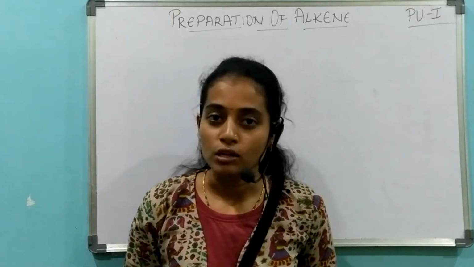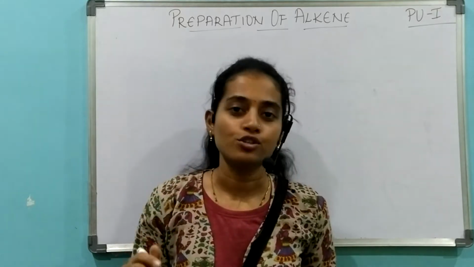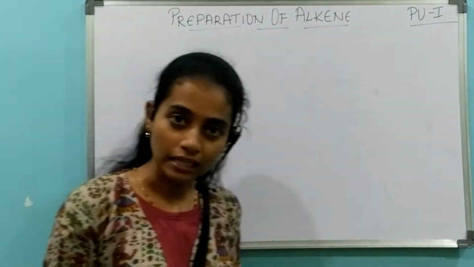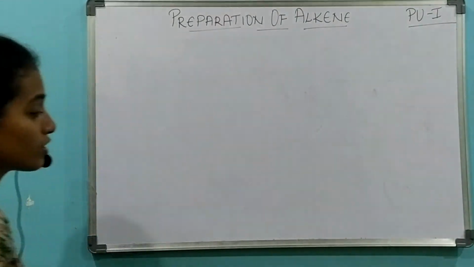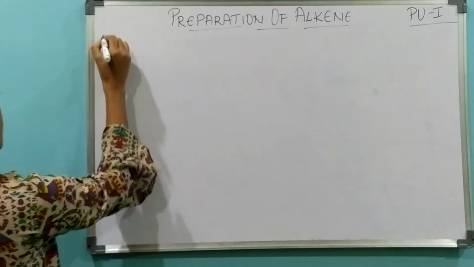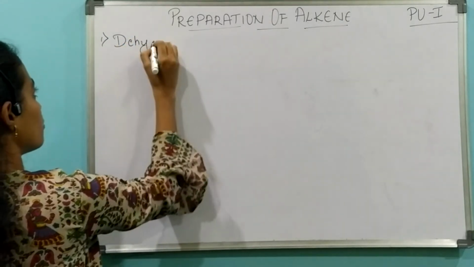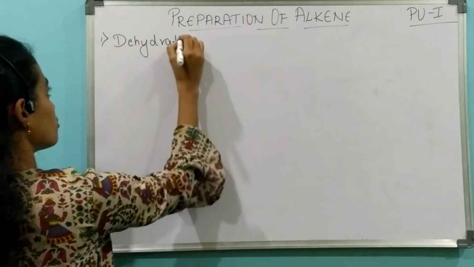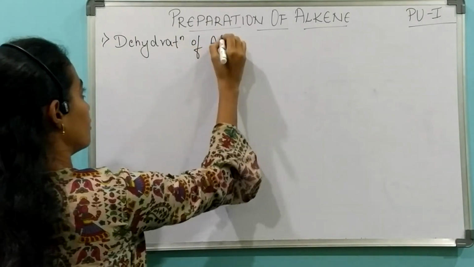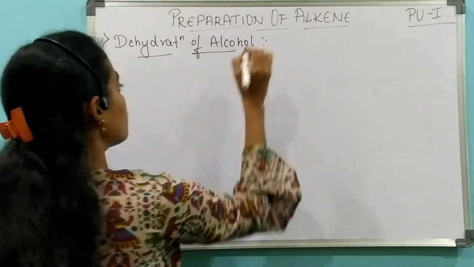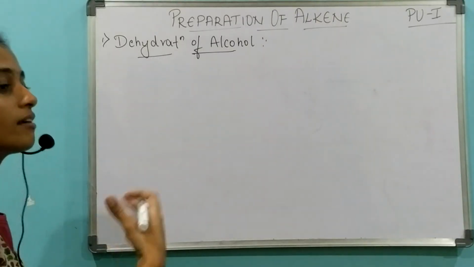What is the general formula of the alkenes? CnH2n. So let us start with the first method of preparation of alkene, that is by dehydration of alcohol. The first method where we will be preparing the alkenes is by doing dehydration of alcohol. Here we will be using one dehydrating agent.